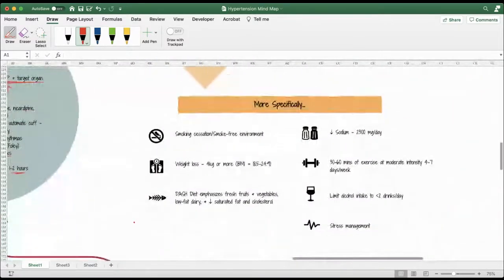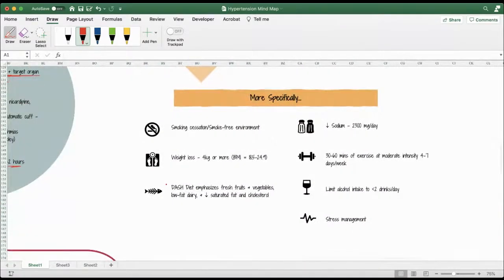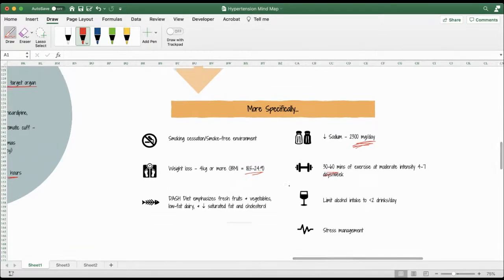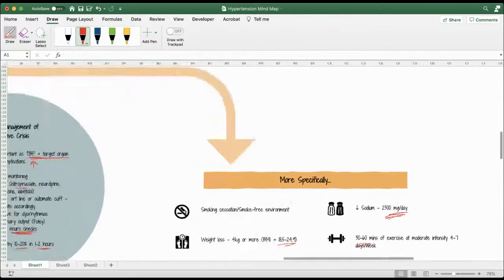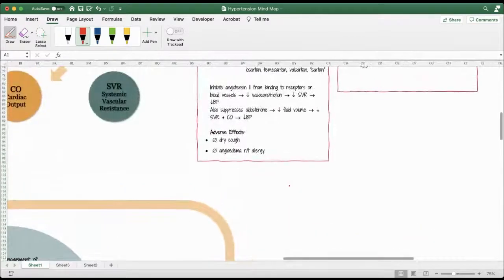One more little thing, and then we'll do meds. Actually, no, this is more specific. Like, what should your BMI be? How much sodium should you have a day? How much exercise? I just know that sometimes on tests they ask really specific questions, so I pulled that out of the book for you.